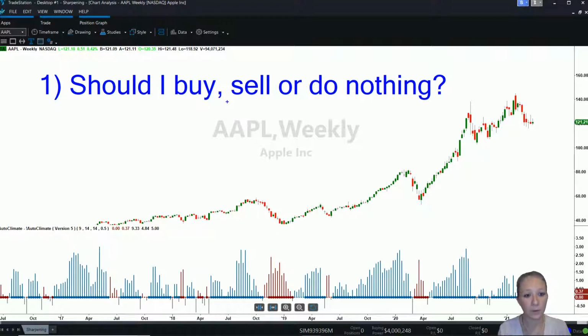So we're answering question number 1 by helping us decide whether we buy, sell, or do nothing, and we use the thickness and the colours of the dots. Right, we're all good so far.